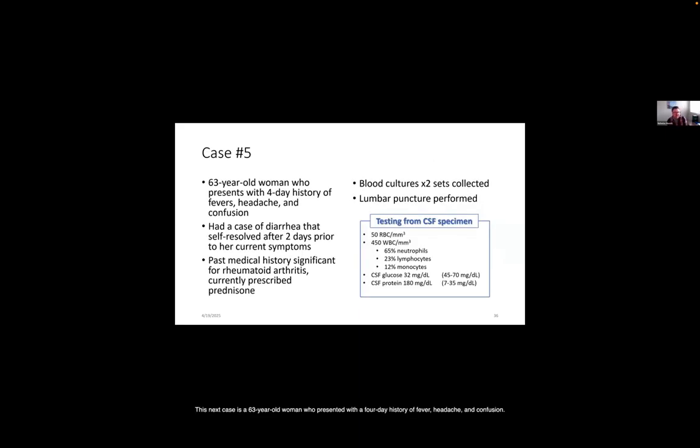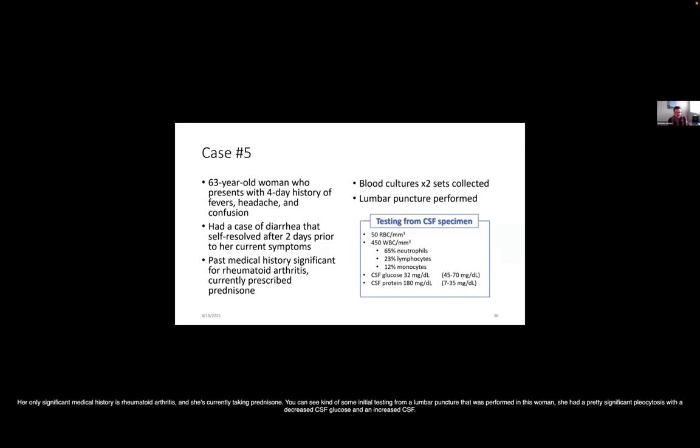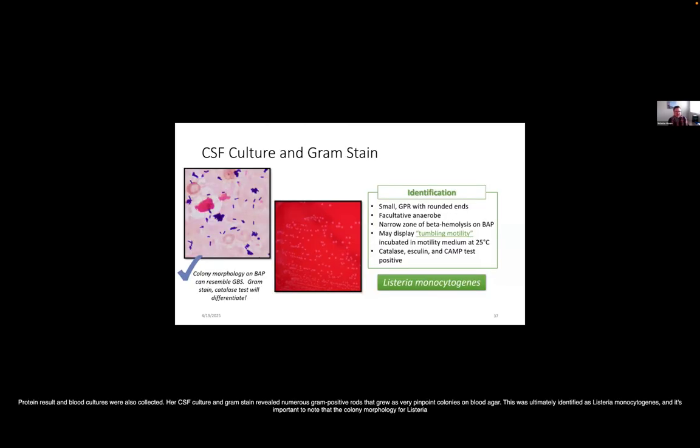This next case is a 63-year-old woman who presented with a 4-day history of fever, headache, and confusion. She reported having a case of diarrhea that self-resolved a few days prior to her current symptoms. Her only significant medical history is rheumatoid arthritis, and she's currently taking prednisone. You can see some initial testing from a lumbar puncture that was performed in this woman. She had a pretty significant pleocytosis with a decreased CSF glucose and an increased CSF protein result. And blood cultures were also collected.